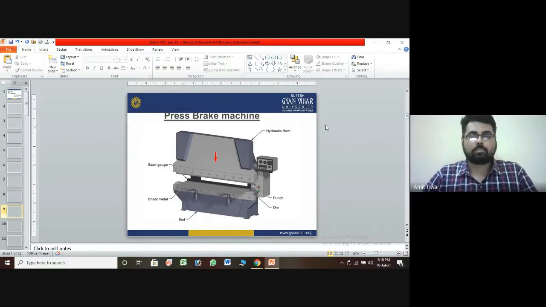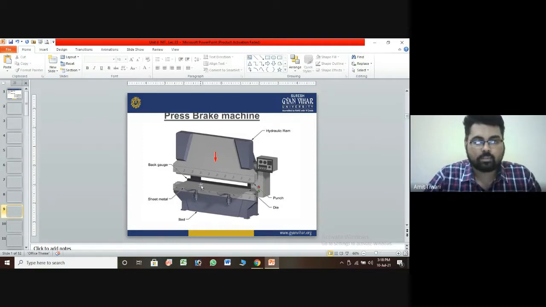Second is the press brake machine. You can see it in this diagram. This is the bed. This is the sheet metal. Here is the back gauge. There is a punch, on top of the punch is a die, and a hydraulic ram.